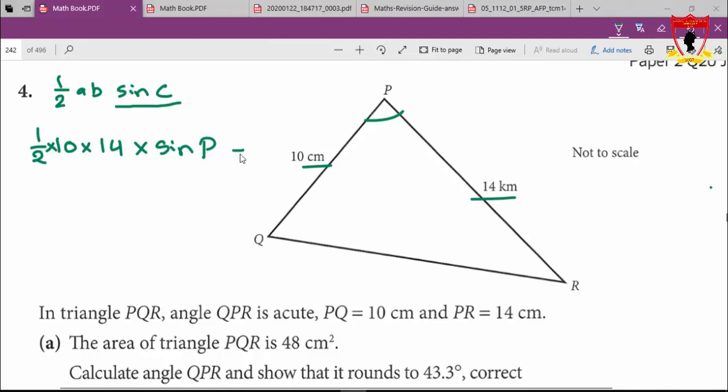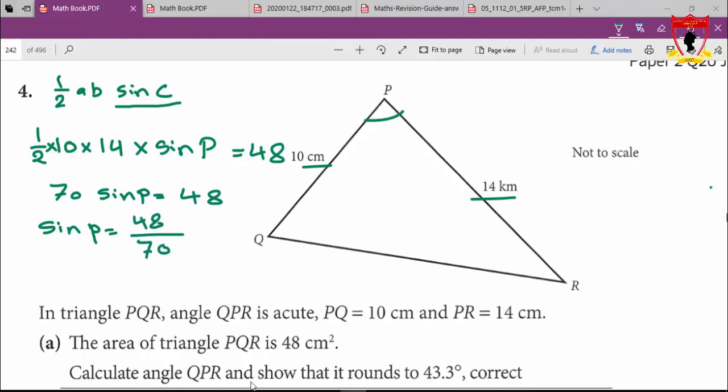But what's given in the question is that the final result of the area must be 48. Now this will help. 1 over 2 times 10 is equal to 5. 5 times 14 is equal to 70. 70 times sine of P is equal to 48. Now we want to get rid of this 70. Then sine of P is equal to 48 over 70.